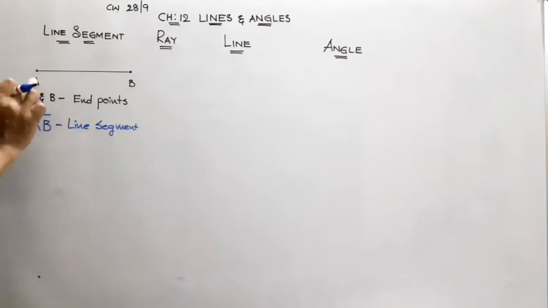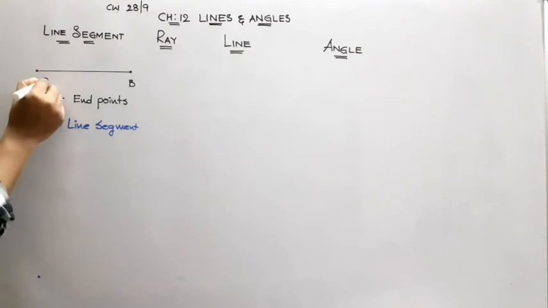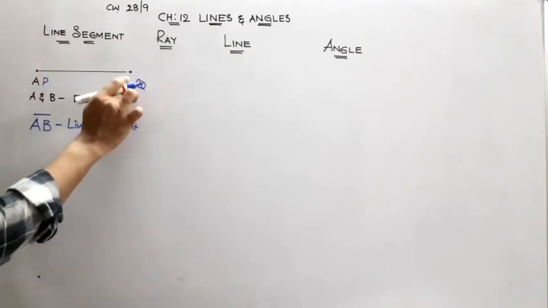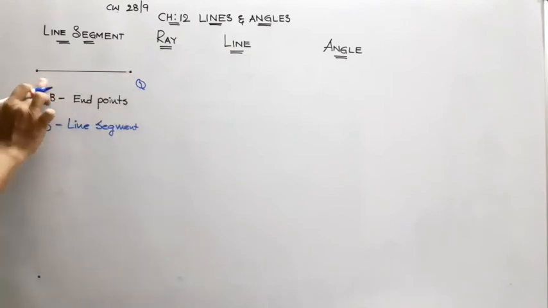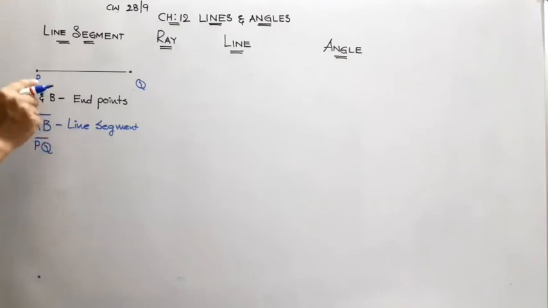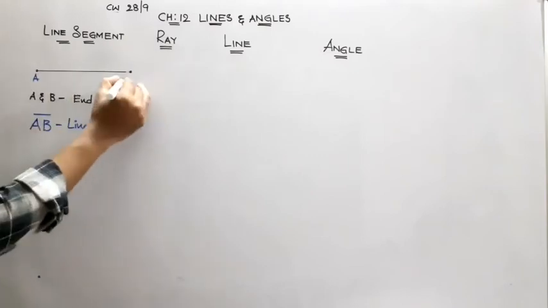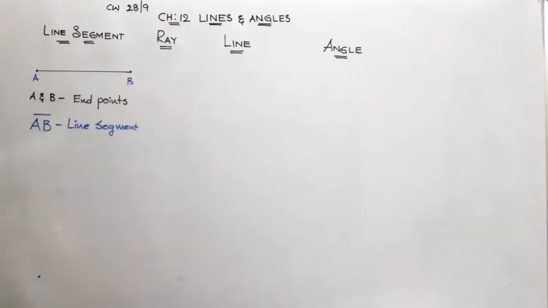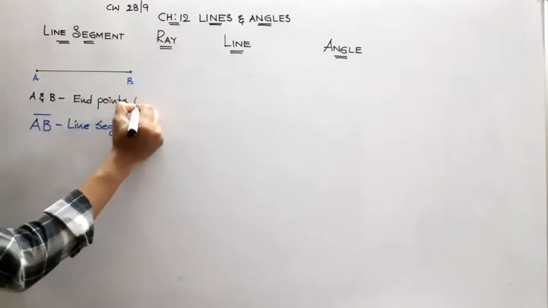For example, in place of A we have P and in place of B we have Q. Then PQ will be the line segment. It is not that we always have to take AB. Any consecutive or any alphabets we can take to represent a line segment. That is line segment. Now, if we observe the board, it is very clear how many end points are there in a line segment? 2 end points, like A and B here.